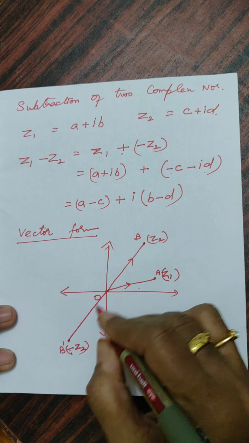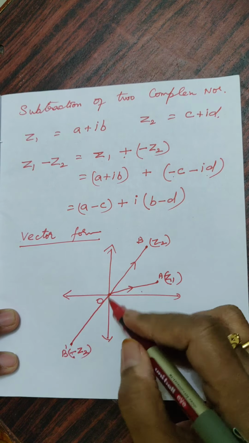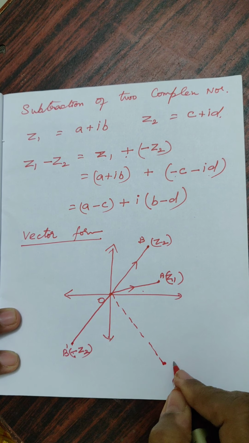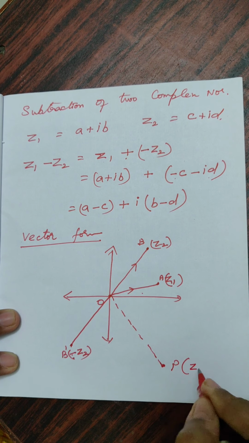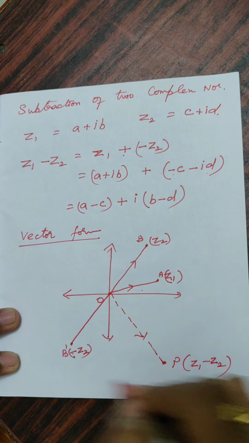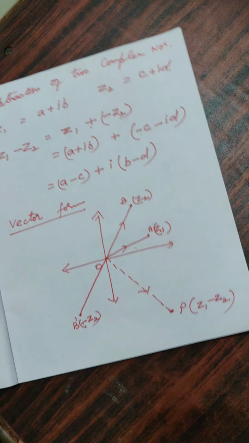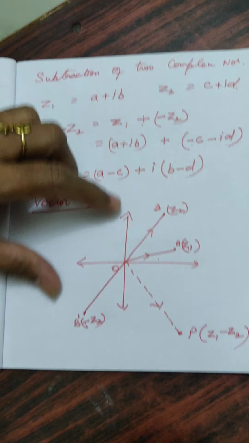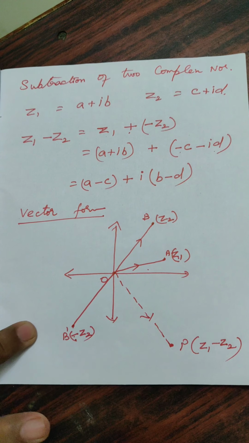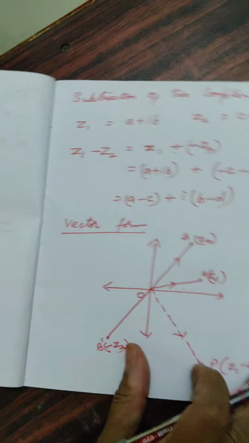The resultant of these two will act in between these two points A and B dash. This is the new position, let us take P of Z1 minus Z2. Is it clear, all of you? If you join, you will get a parallelogram A, P, B dash and O. So once again, repeating that we can represent any complex number in vector form, as well as normal addition and normal subtraction of two vectors.